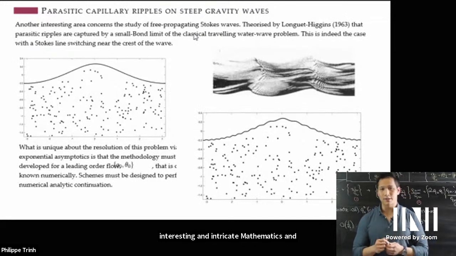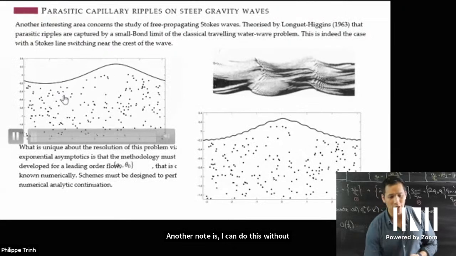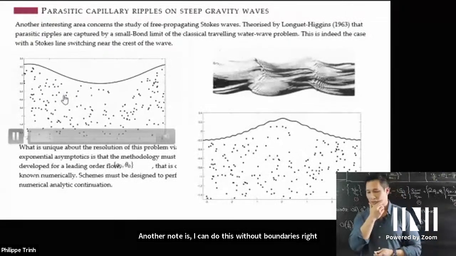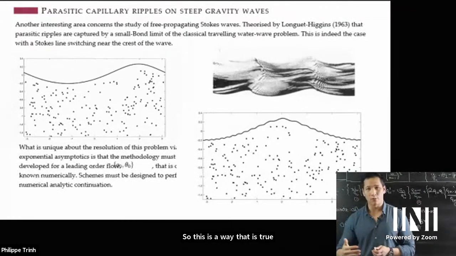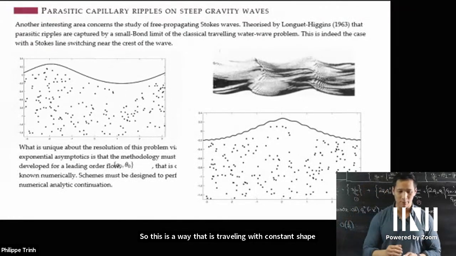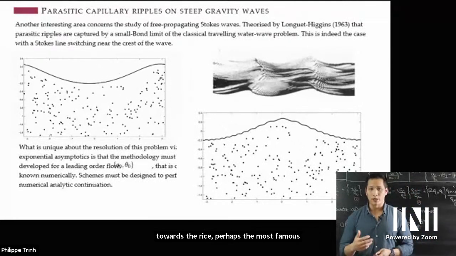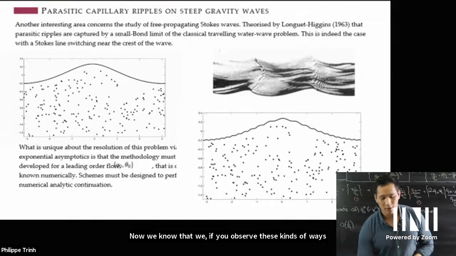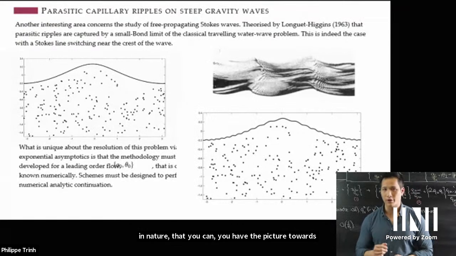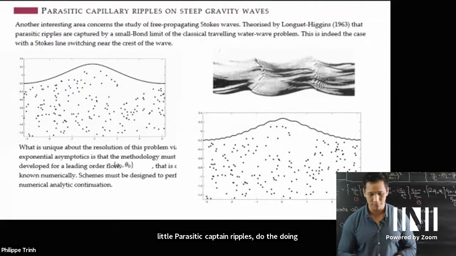Another note is I can do this without boundaries, right? So this here, I'm going to play this animation. This is what's known as the classic Stokes wave. So this is a wave that is traveling with constant shape towards the right, perhaps the most famous nonlinear water wave. Now we know that if you observe these kinds of waves in nature, as in the picture towards the right, near the crest of these waves, you can have little parasitic capillary ripples due to the influence of surface tension.